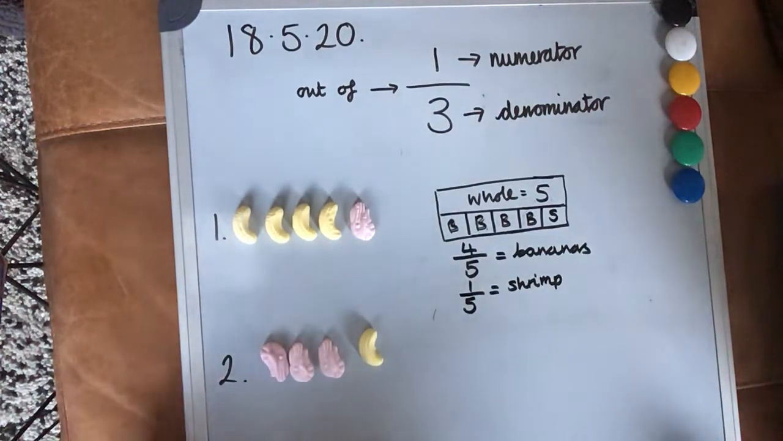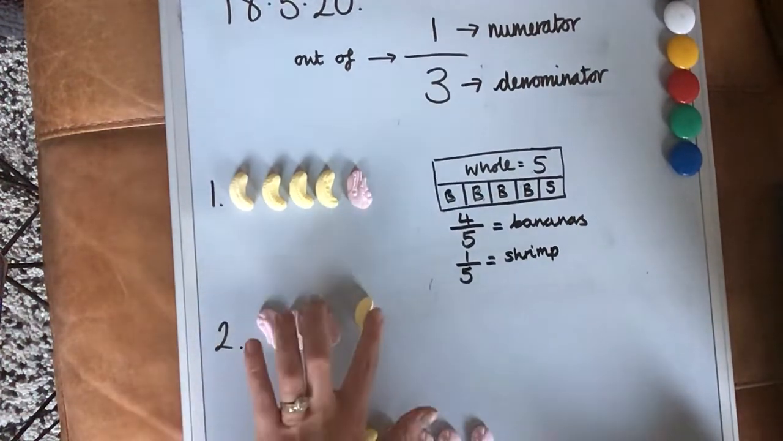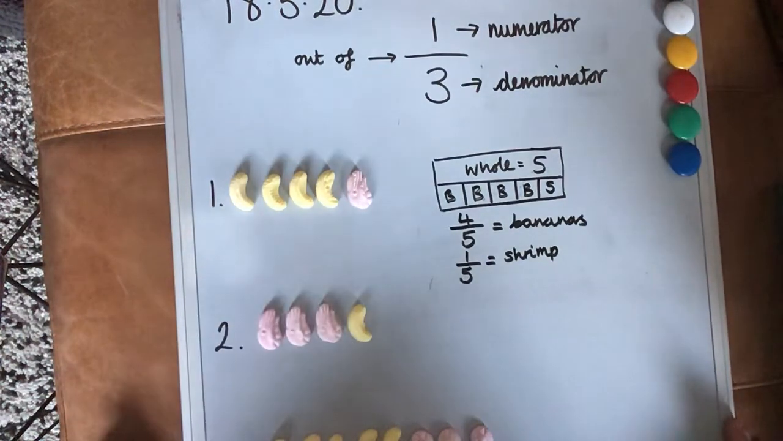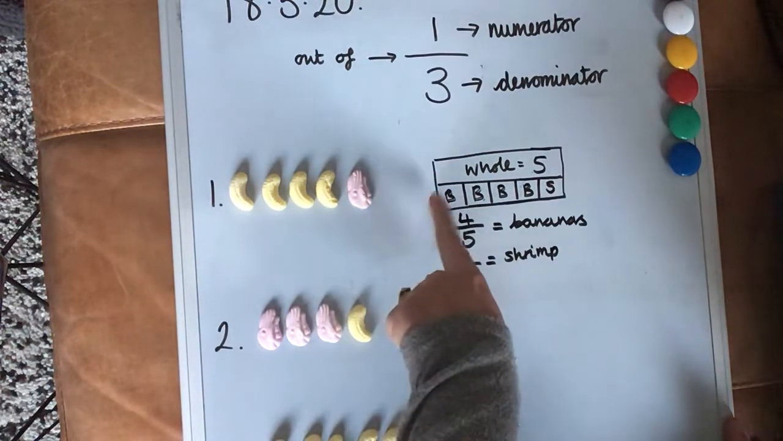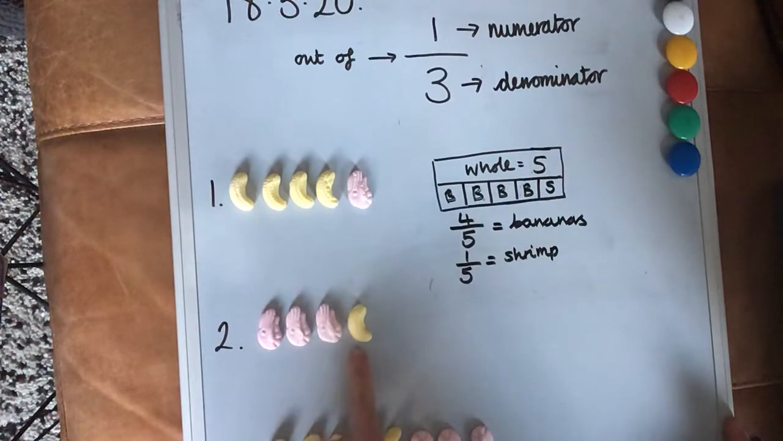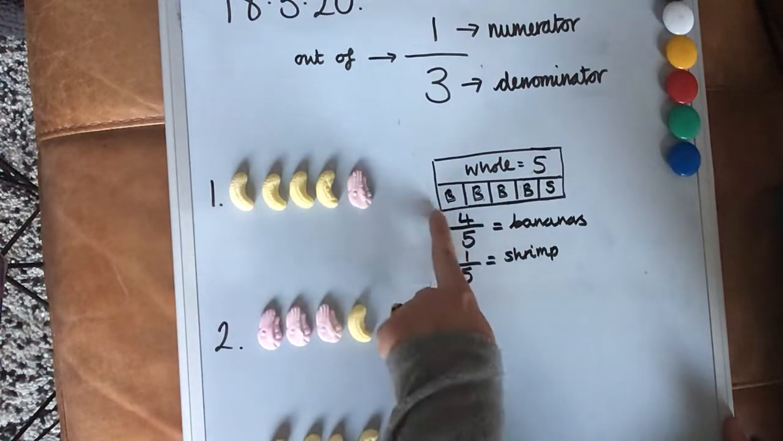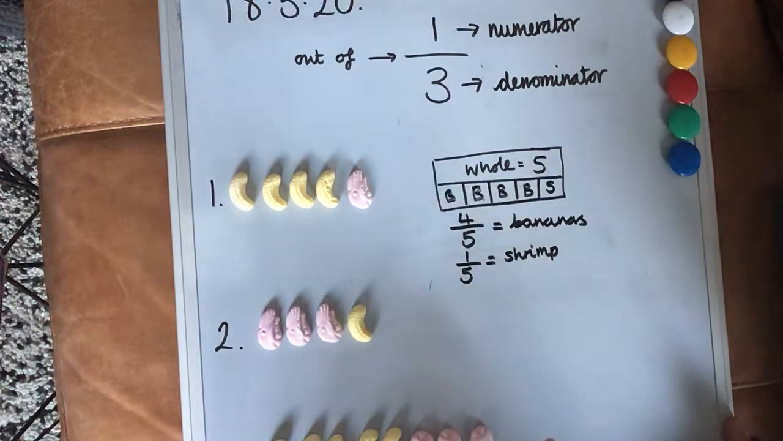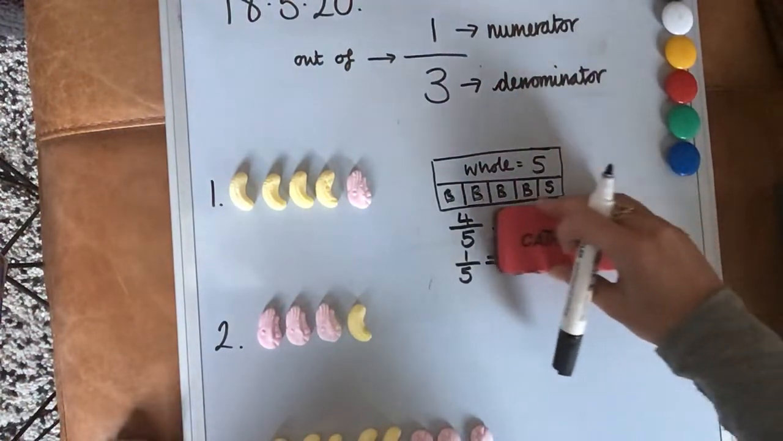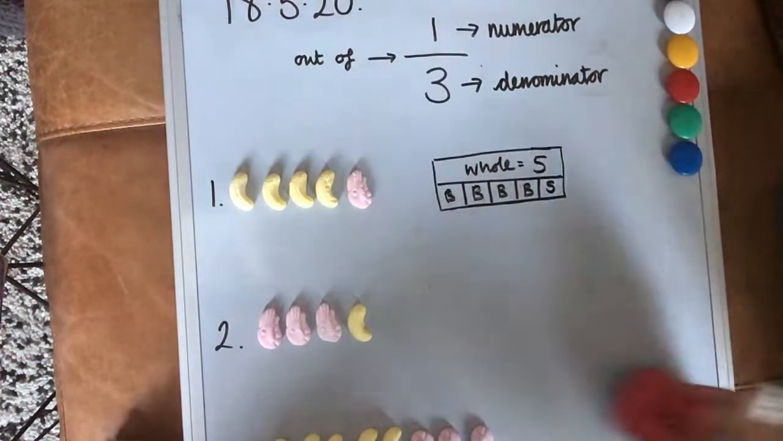Let's have a look at number 2. If you're watching this video, I'd like you to pause it when I say 3, 2, 1, pause, and have a go at doing what I've just done here, drawing out your bar model that shows how many you've got in total, and then underneath split up the other bar and show me how many are shrimps and how many bananas, and see if you can write the fractions. 1, 2, 3, pause. I hope you had a go at that. I'm going to have to rub that bit out, I think, so I've got room for number 2.